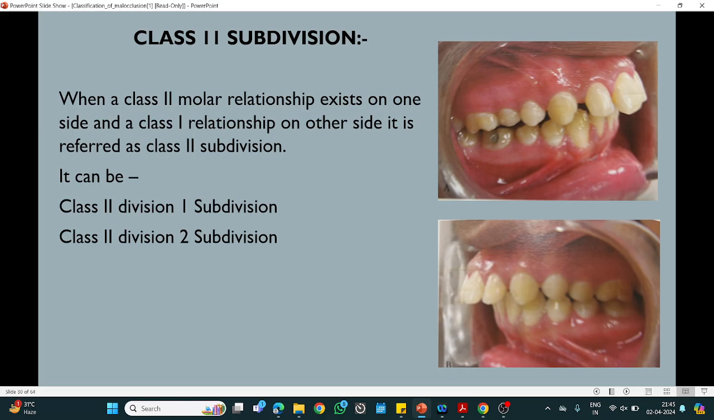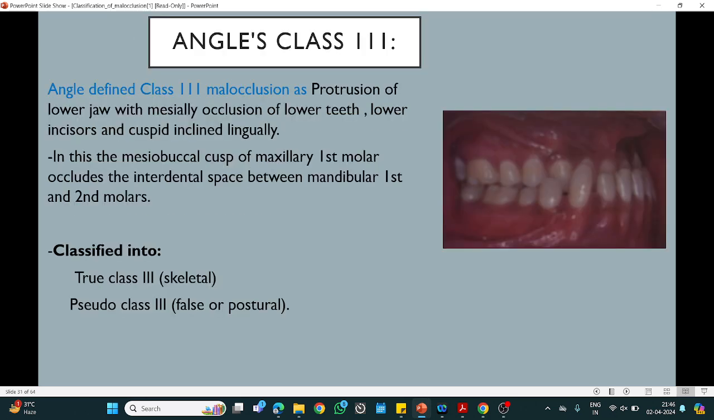Then class 2 subdivision is one in which a class 2 molar relationship is exhibited on one side and a class 1 relationship on the other side. It is referred to as class 2 subdivision. It can be either class 2 division 1 subdivision or class 2 division 2 subdivision.